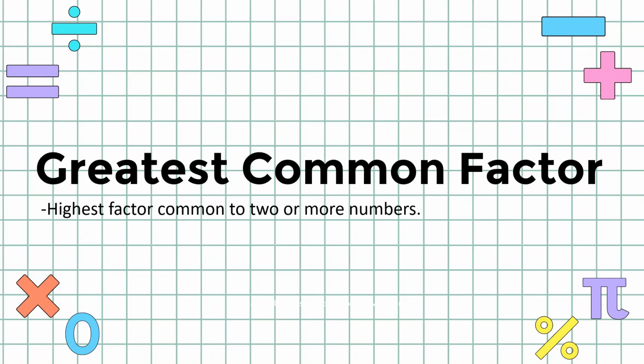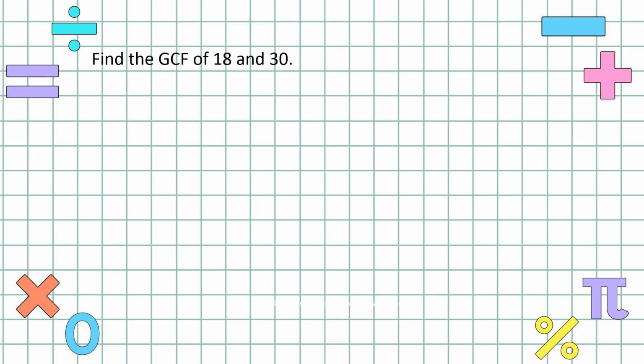Hi, so in this session, we're going to quickly learn how to get the greatest common factor, or in short, the GCF, or sometimes known as the highest common factor, or HCF. Now, from the name itself, it's basically the highest factor which is common to two or more numbers. So it is only used when we are comparing two or more numbers. Okay? Now, let's get started with a sample.